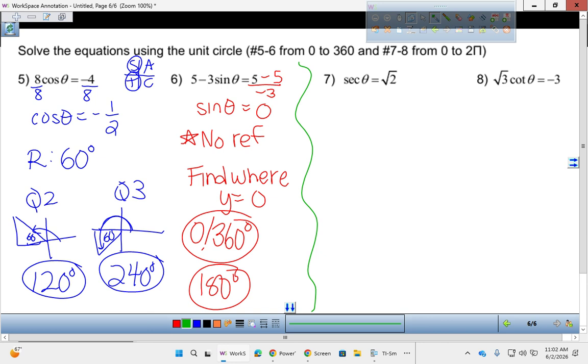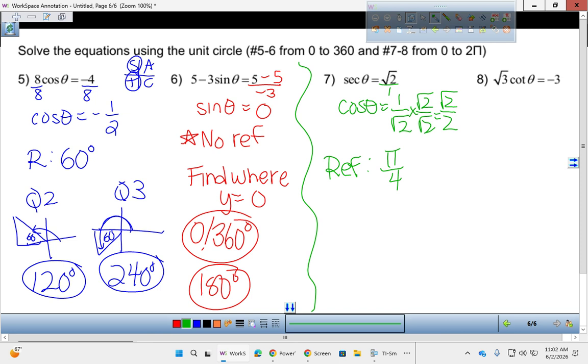What I have to do is switching, because secant's the same as cosine. And if I'm flipping that, it's 1 over root 2. But if I rationalize that, that's root 2 over 2. So my reference angle, the angle I'm going to refer to, is where cosine, which is x, is root 2 over 2. What angle is that? 45 degrees, which is in what in radians? Pi over 4, because we're doing this one from 0 to 2 pi. So my reference angle is 45 degrees, but in radians, that's pi over 4.